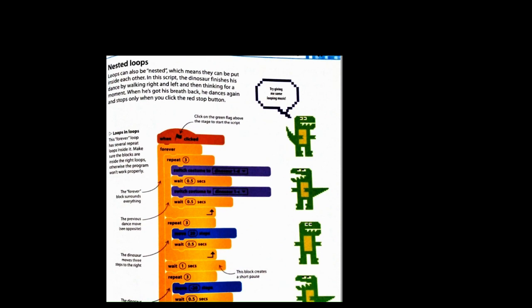Nested loops. Loops can also be nested, which means they can be put inside each other. In this script, the dinosaur finishes his dance by walking right and left and then thinking for a moment. When he's got his breath back, he dances again and stops only when you click the red button.